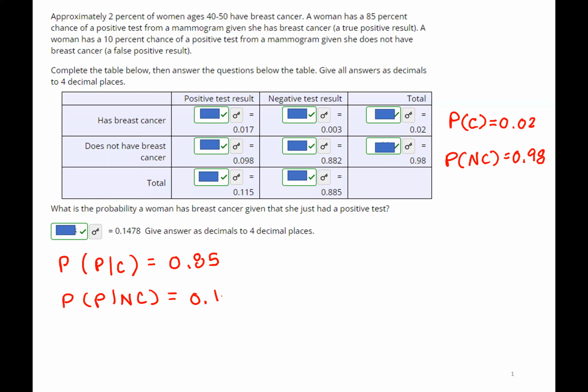So now, to find these four probabilities here, I'm going to use Bayes' theorem. And the totals down here, I'll get from just adding those up. You can see down here, the 0.115 is just the sum of those two numbers there. The 0.885 is just the sum of those two numbers there.